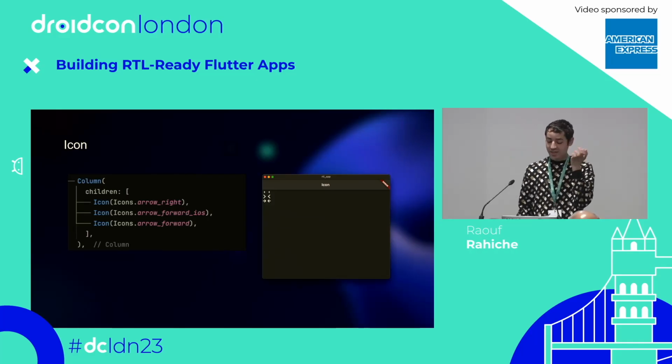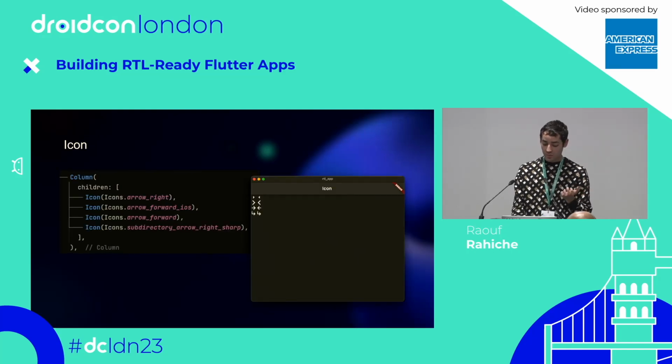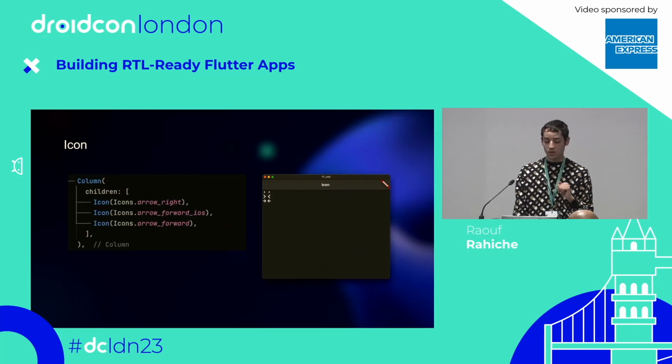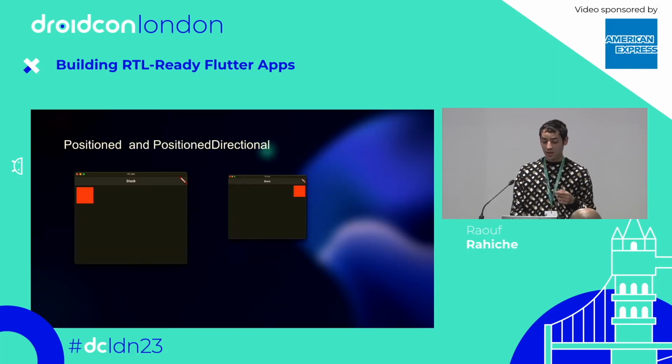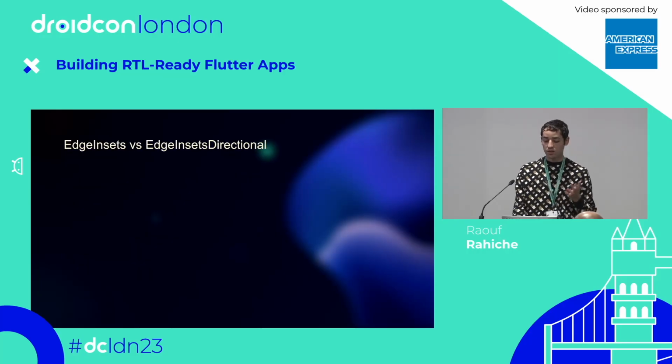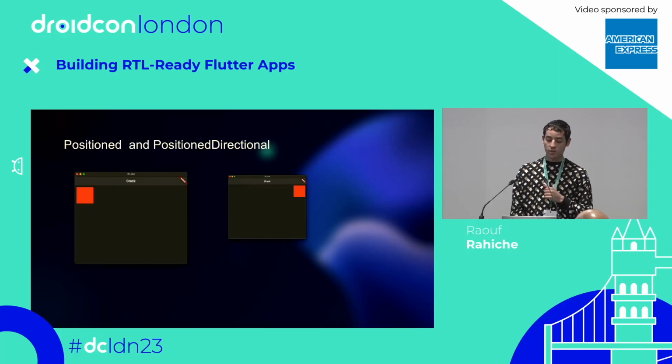So icon is a good example of that. We have icons that send the message of directionality. All of them in Flutter, if you set the directionality to right to left, will actually support it and flip, but not all of them, so just be careful. Edge insets is another one: if you have padding, instead of using just edge insets, use edge insets directional so that it will actually be layout oriented for right to left users.